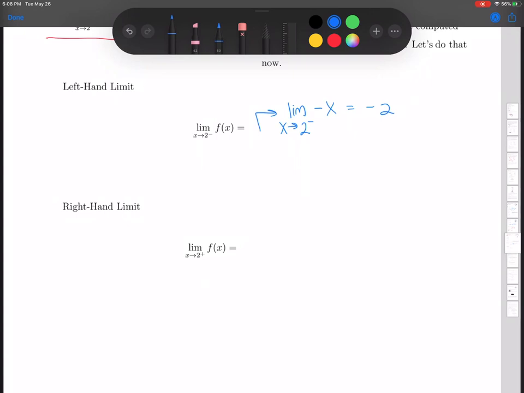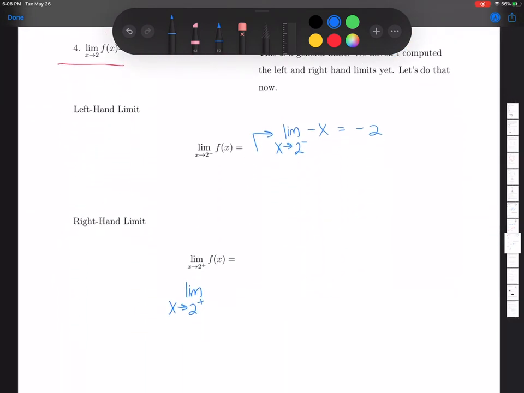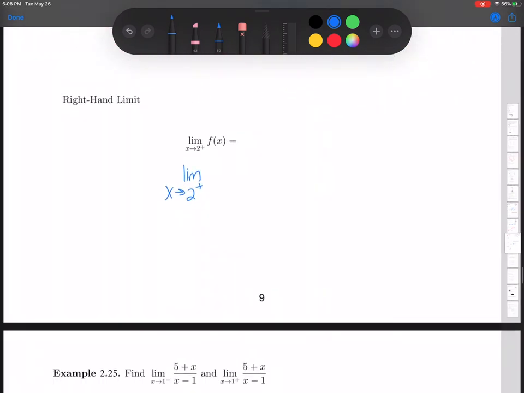Right-hand side limit, I pointed to the function that we had. I'm just going to go ahead and jot it down for us. It was the limit as x approaches 2 from the right. Oh, actually, let me go back up. What did I point to? I pointed to square root of x minus 2. So let me go ahead and write that down. It's going to be square root of x minus 2.